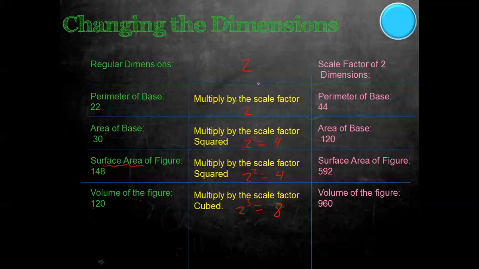This is just saying if the scale factor is doubled. If we had wanted to reduce it by a third, then instead of a 2, we would put a third. Instead of 2 squared, we would say 1/3 squared, which is 1/9. 1/3 cubed, which is 1/27. So it just depends on what your scale factor is.